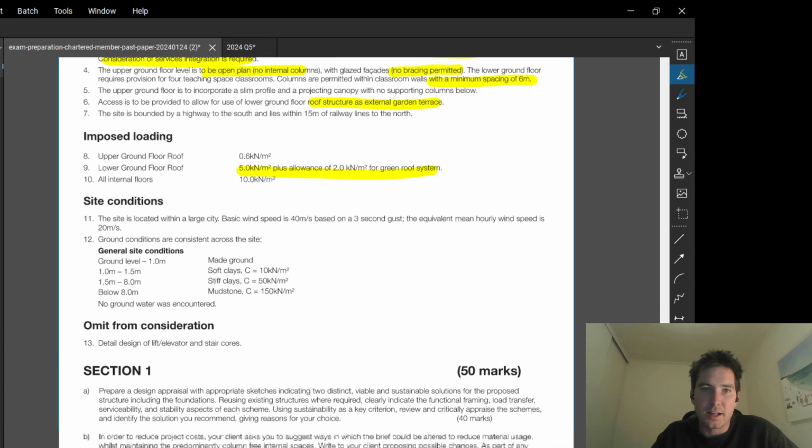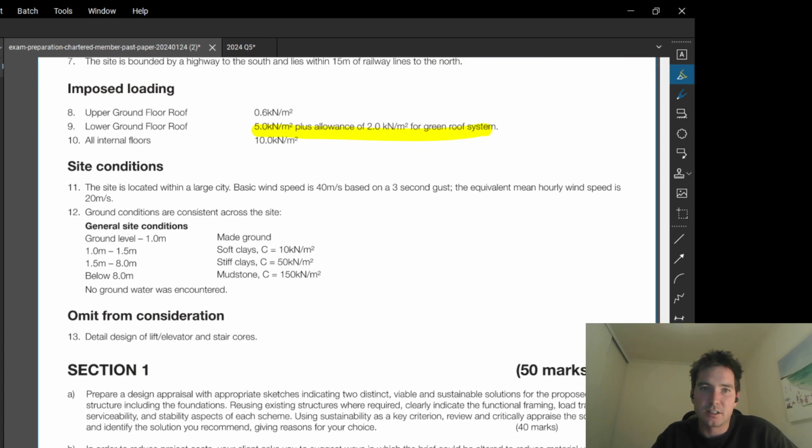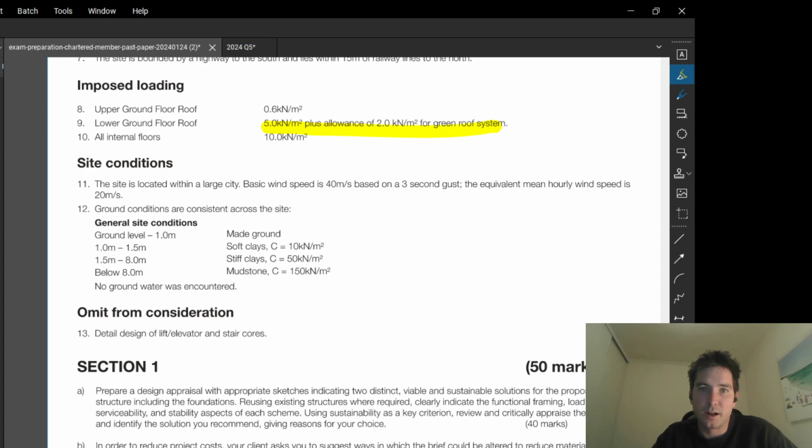So if we go down and look at the existing site conditions, the ground profile, that first 1 meter's made ground. They don't give you any engineering profiles, so that essentially means you need to suspend over it and get down to the better stuff, or you need to excavate it and replace it with engineered fill.